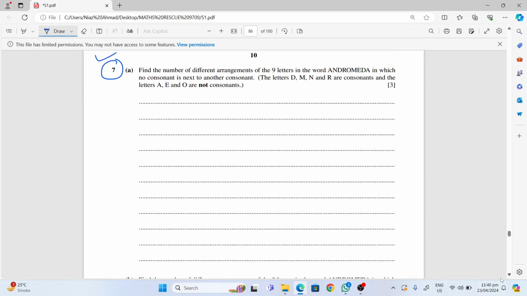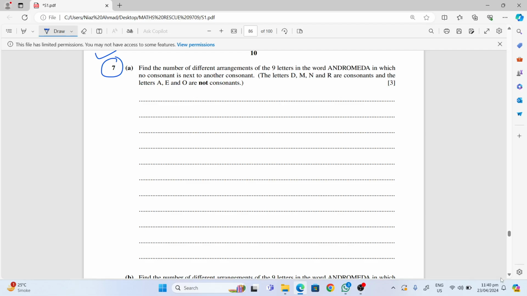Question number 7, the last question of this paper, on the word Andromeda, in which you need to find the different arrangements with vowels and consonants. Look, if we say this arrangement, it has positions 1 to 9, and here we have the vowels A, E, and O.